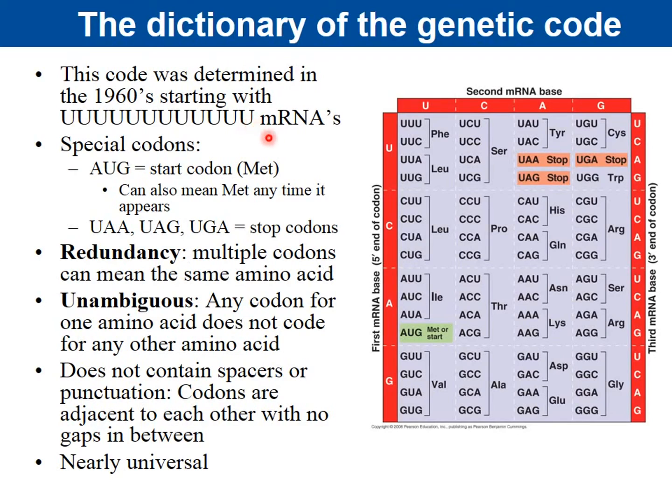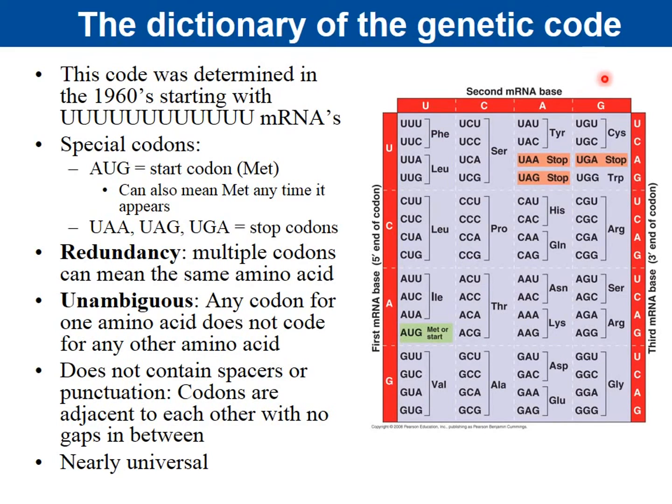And what they found was that if they mixed this mRNA with all of the translation machinery, what they got was an amino acid sequence. Notice that UUU codes for phenylalanine. And so when they did this, they got an amino acid sequence that was repeating phenylalanine over and over again. And so that told them that UUU codes for phenylalanine. And so they kept doing this with many, many different sequences until they were able to determine the genetic code.